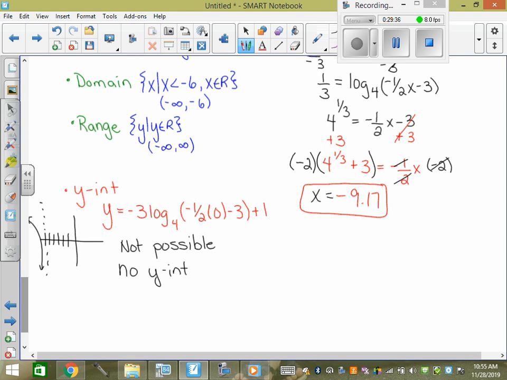And they could ask you to explain why there's no y-intercepts. And you could explain that when you plug in 0 for x, you get a negative beside a log, which is not possible, right? And you could also say, because the domain is less than negative 6, the graph is completely to the left of negative 6, therefore it will never cross the line. So you can explain it, and they will probably ask you to explain it.